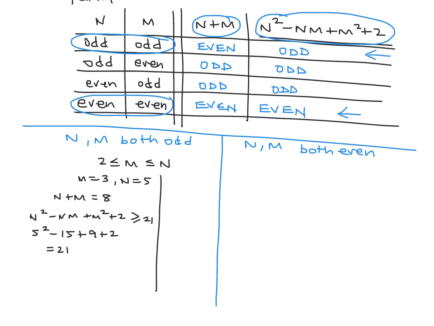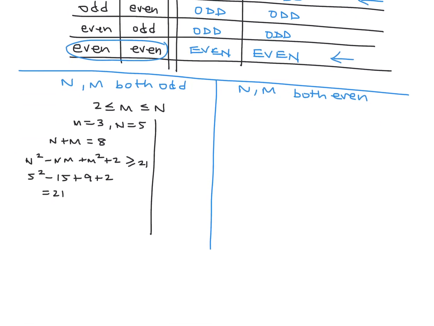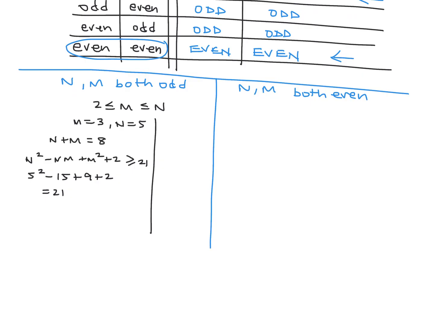All right. So we were told that this big expression, right? So that means that this thing, n plus m times (n squared minus nm plus m squared plus 2), has to equal 3 times 2 to the power of k. Correct?